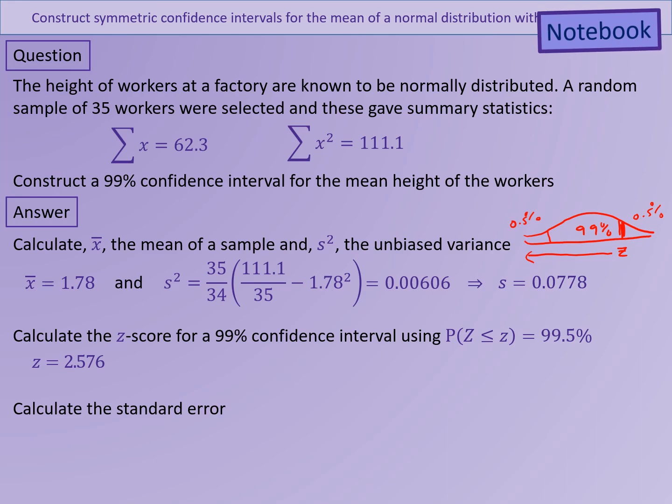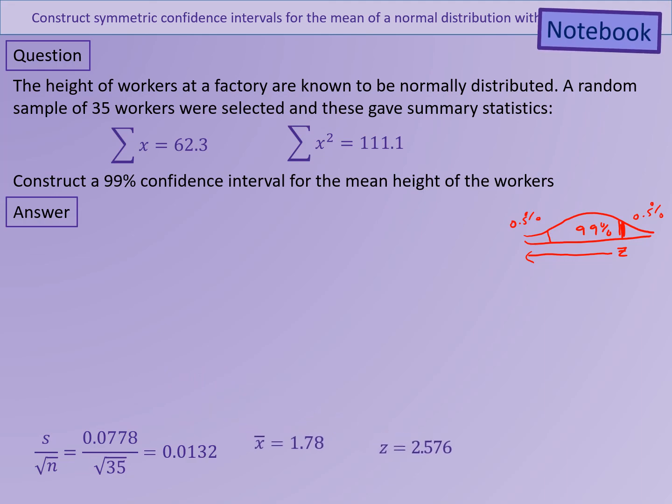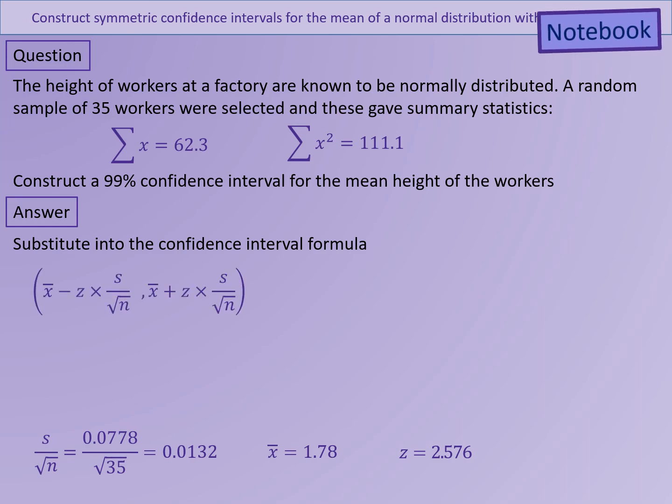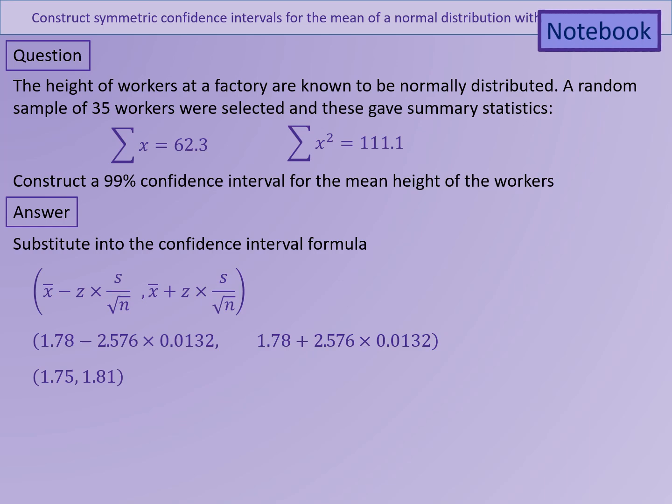We now calculate the standard error. Remember, the standard error for this would be S over root n. So in this case, it would be our S value divided by the square root of 35. We then substitute into the confidence interval formula. This gives us a 99% confidence interval for the heights of the workers as 1.75 to 1.81.